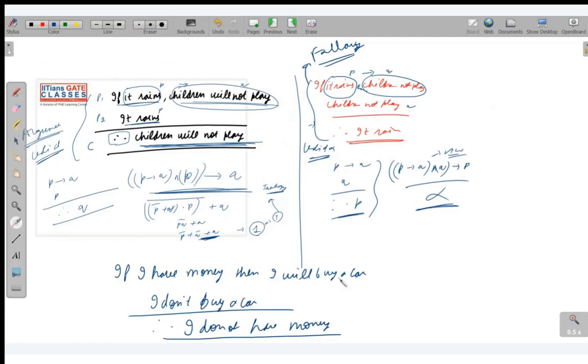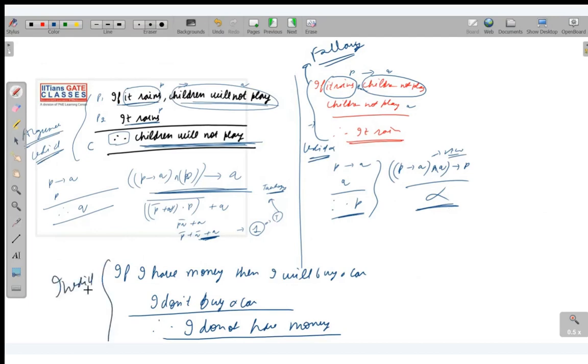So if I have money, then I will buy a car. I do not buy a car, that means I do not have money. Almost 99% of people think like this. If I have money, I will buy a car. You do not have a car, that means you do not have money. This is not a good thing. You should not think like this. So I hope I have made the point clear. So this is an invalid argument. Clearly this is an invalid argument.